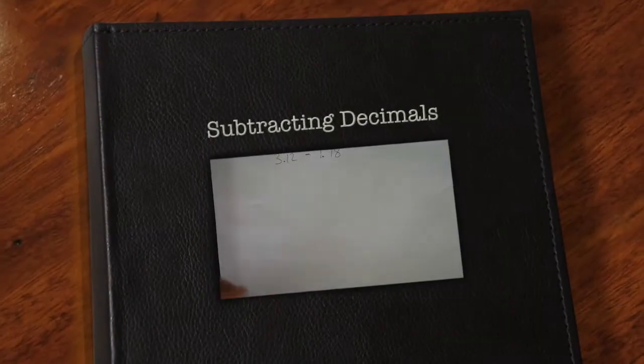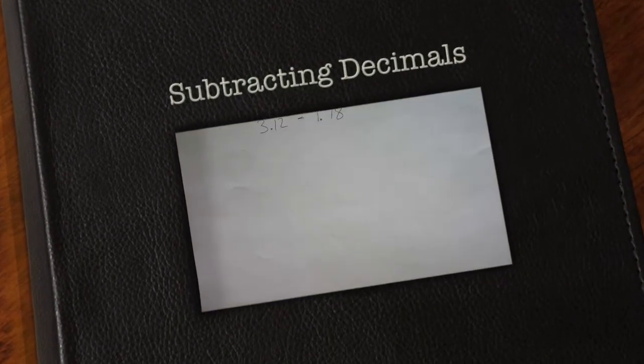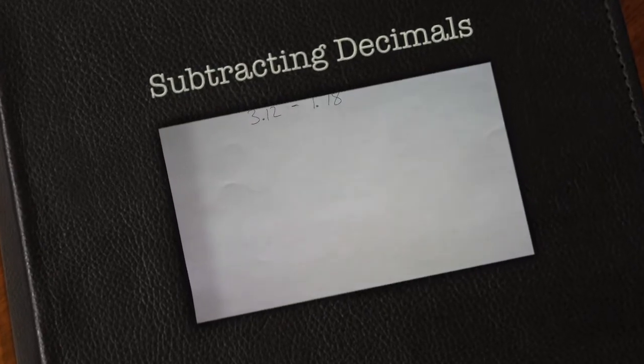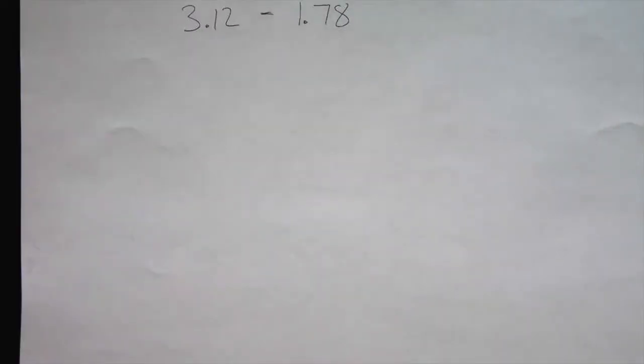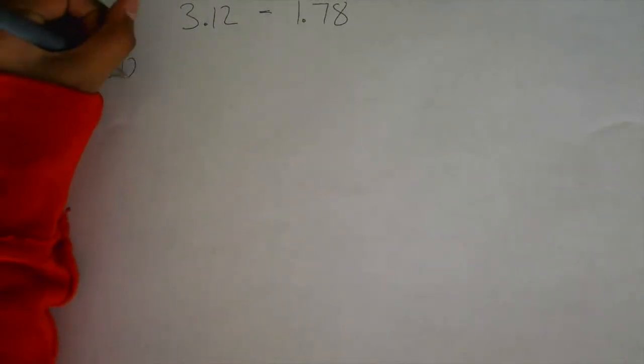There we go. So let's share our strategies. 3.12 minus 1.78. Let's go with Aaliyah. Come on up. And remember, for all of you watching, you're not evaluating her. You're asking questions to understand and clarify certain things that you may not understand. You have to say it loud and clear so the class can hear you and the camera can.